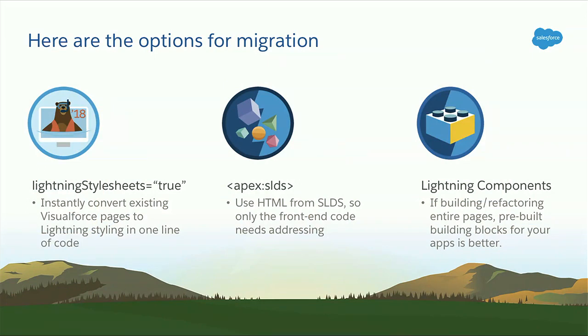Now, there are 3 ways that you can kind of inch into migrating to Lightning. Doug's going to show you a couple of these. The first one is what I just talked about, the Lightning Stylesheets attribute. That is what we call slipcovers. And then there's the second one, which is adding the design system using Apex SLDS to your page, kind of like reupholstering some things where the Lightning stylesheet might not be enough.